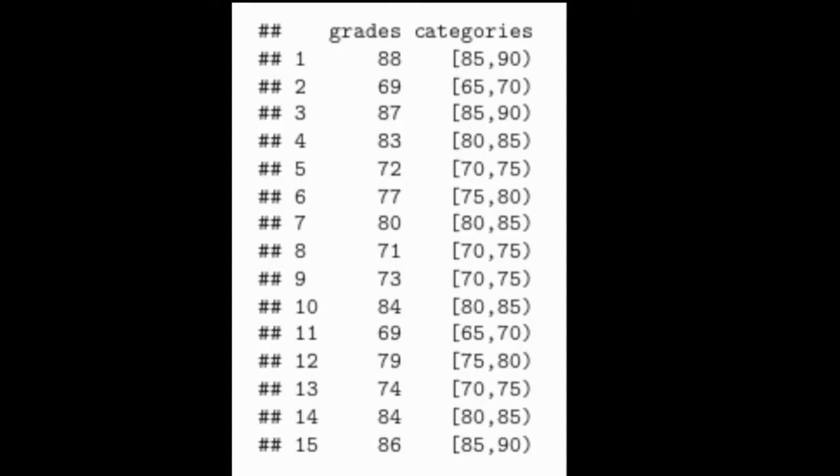What R does is then look at each of the values in grades and assign them to one of these categories. So 88 is between 85 and 90, so it gets assigned to that category. 77 is between 75 and 80, so it gets assigned to that category.